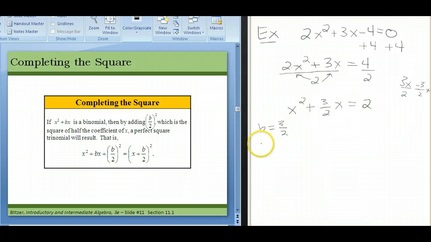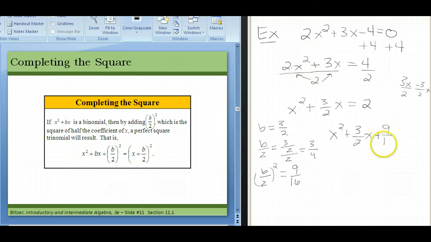Well, to complete the square, remember that means we need to take b over 2. What is 1/2 of 3/2, right? b over 2 is 3/2 over 2, right? But by flipping and multiplying, that would mean this is 3/4, right? Or 1/2 of 3/2, which is 3/4. So b over 2 squared then is this thing squared, which is 9/16. So that's what I'm going to add here to my two terms on the left. So I have x squared plus 3/2 x plus 9/16. But remember, when I add to the left side, I must add to the right side.